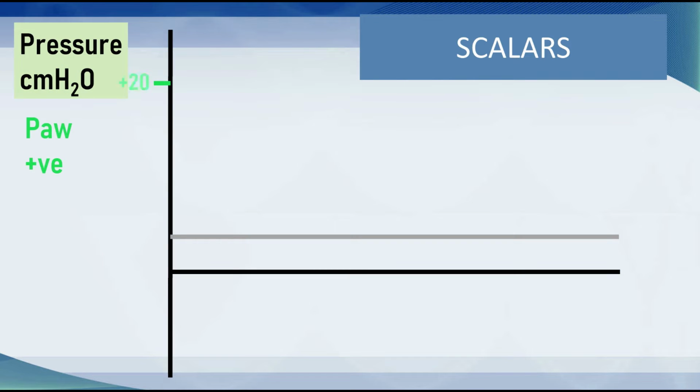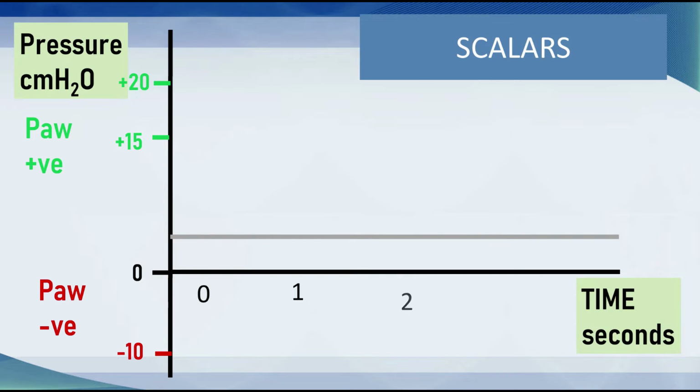These are our scalars. We have pressure on the y-axis, and again that's either positive or negative. And I have a little grey line there to reflect the PEEP level, which might be, for example, 5 centimeters of water. And then on the x-axis, we have time. That time is in seconds, and I've drawn 3 seconds. Let's give the patient a couple of breaths.